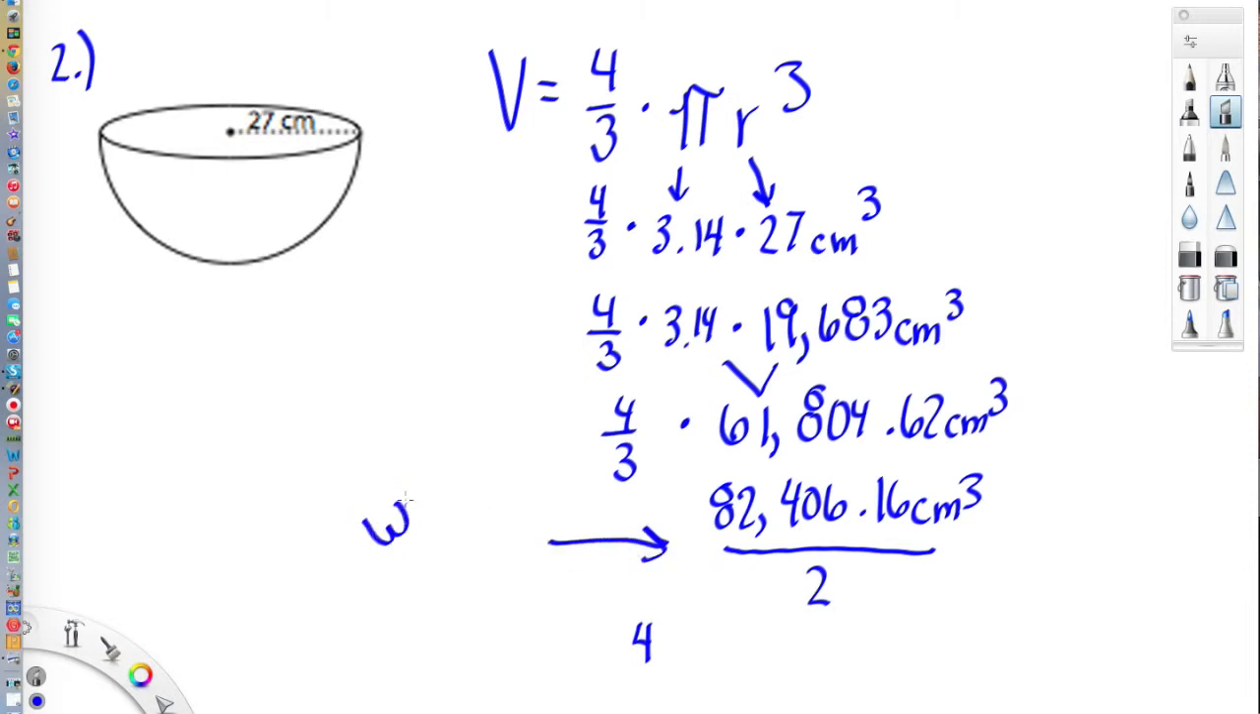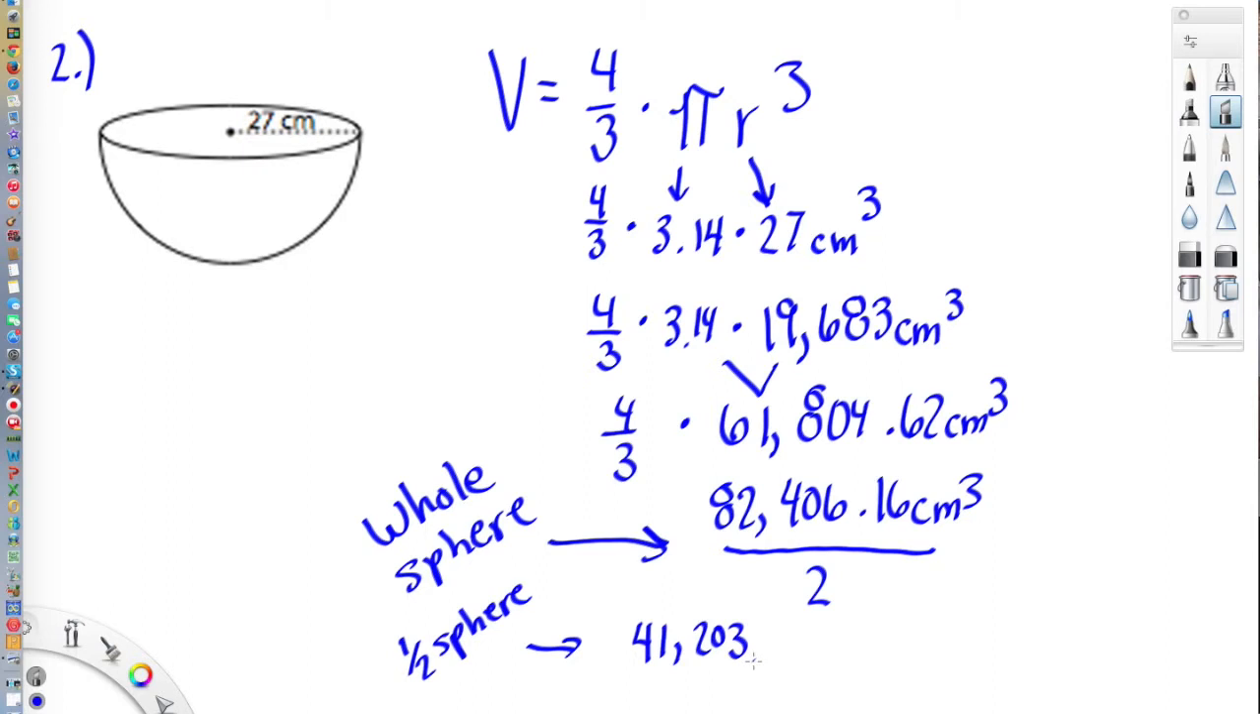This is the whole sphere, and this is half of a sphere. And that's what we want. We want half the sphere. And half the sphere is going to be 41,203.08 cubic centimeters. And that is the volume of that half sphere with the radius of 27 centimeters.